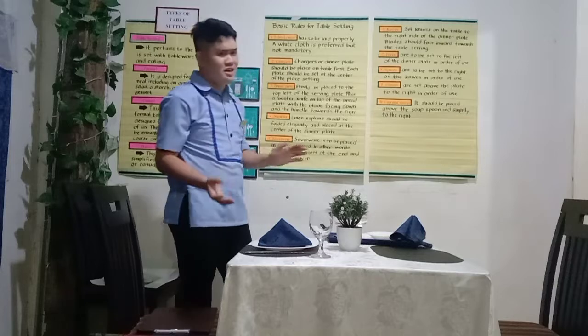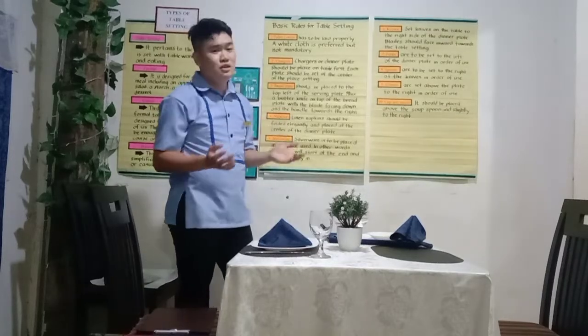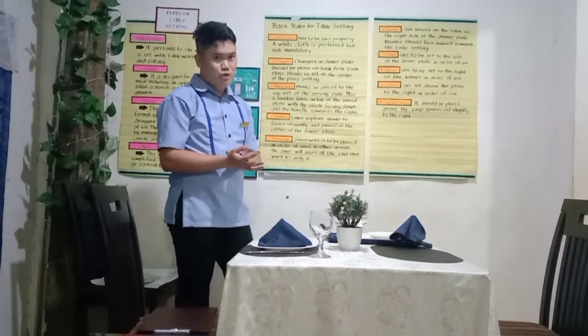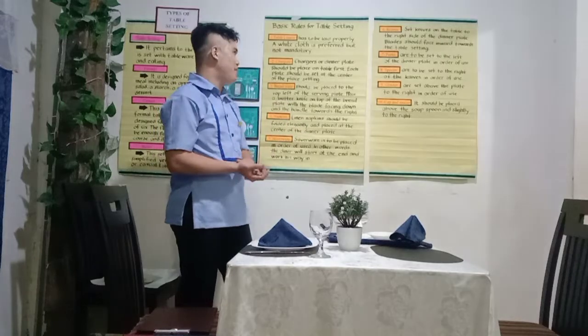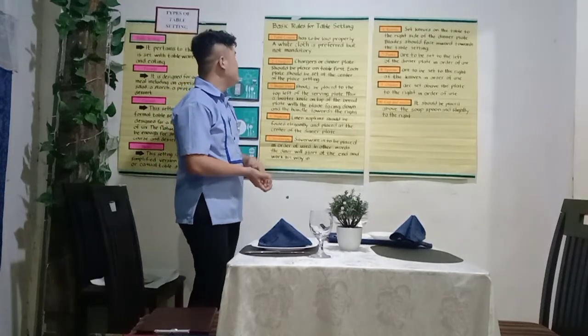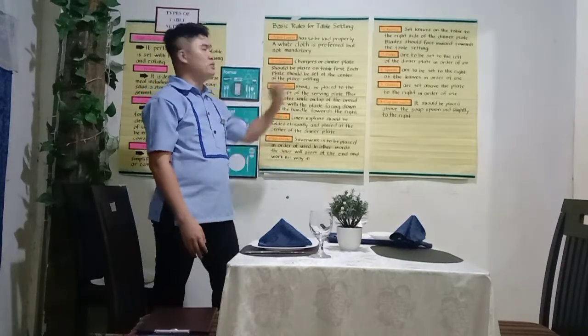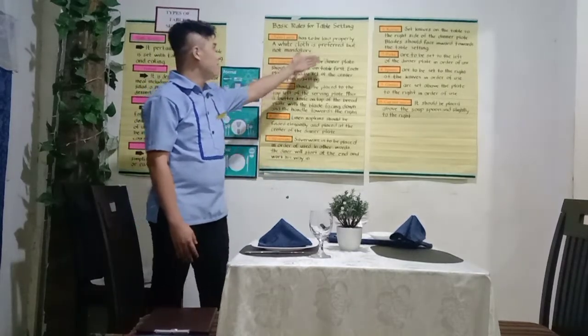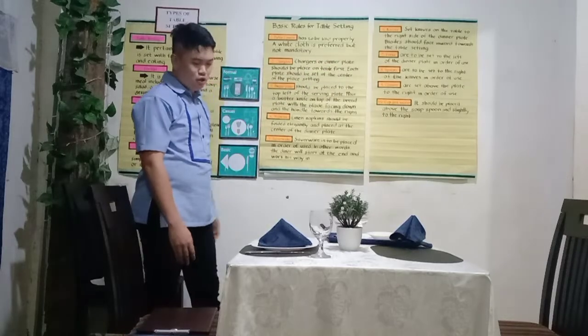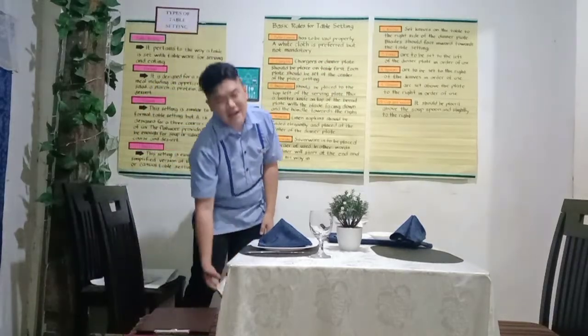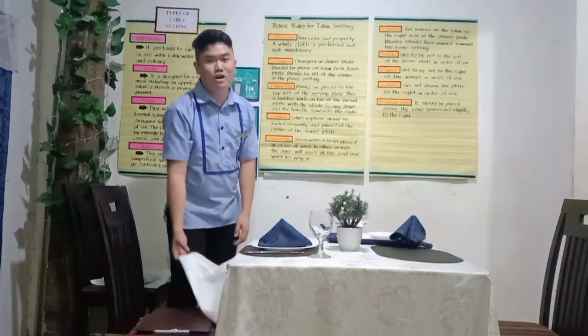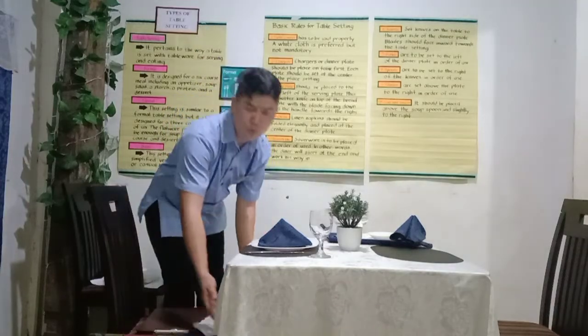So in setting a table, we must follow basic rules. These rules are as follows. First, table linens have to be laid properly. A white cloth is preferred but not mandatory. Here we utilize a white cloth.